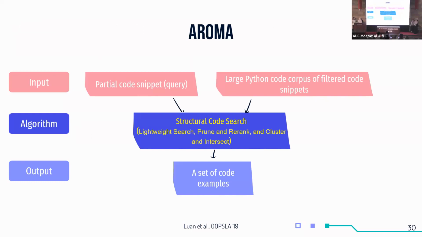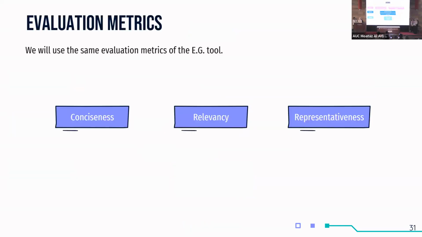So going back to Aroma, Aroma is a code recommendation tool that takes as input a partial code snippet, and that in our case would be a single line of code containing the query API. And it also takes a large code corpus of Python code snippets filtered by the query API. This input is fed to the Aroma algorithm, which is based on structural code search, and the output is a set of recommended code examples.